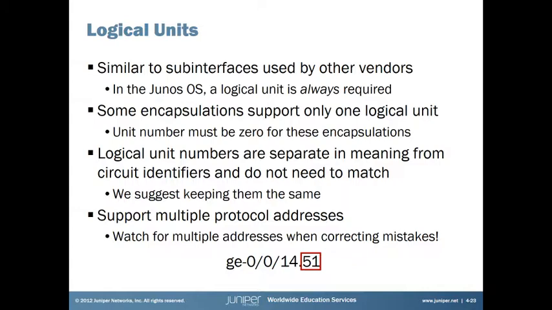Logical unit numbers are separate in meaning from circuit identifiers and don't need to match. What do I mean by that? Well, I could have a VLAN tagged interface with a VLAN number of 100, and I could have a logical interface of 2, and it wouldn't matter. They don't have to be the same for them to actually work. Same as in Cisco, but it is usual practice to make them the same. It's usual practice to make my logical interface number the same as my logical circuit, whether it's a VLAN tag or whatever it happens to be. You'll get to do that in your labs.